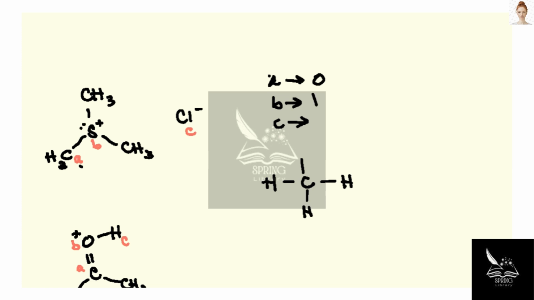Lastly, we have chlorine with that negative charge. So chlorine's just an ion now, so it needs an octet. And for that, we're going to give it 4 lone pairs.